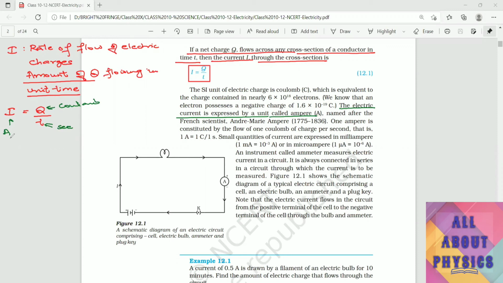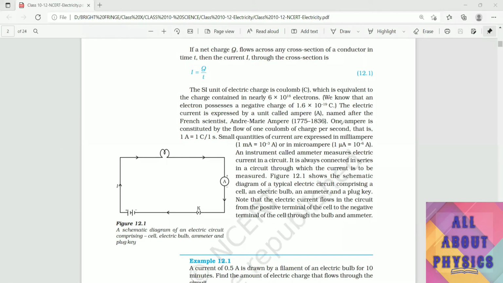So if Q is 1 coulomb, if charge flowing through the conductor is 1 coulomb and time is 1 second, means if 1 coulomb charge flows through a cross section in 1 second, then what is the amount of current? See, we can put the values here. So current I will be, I is equal to 1 coulomb divided by 1 second. So we'll get the current as 1 ampere.